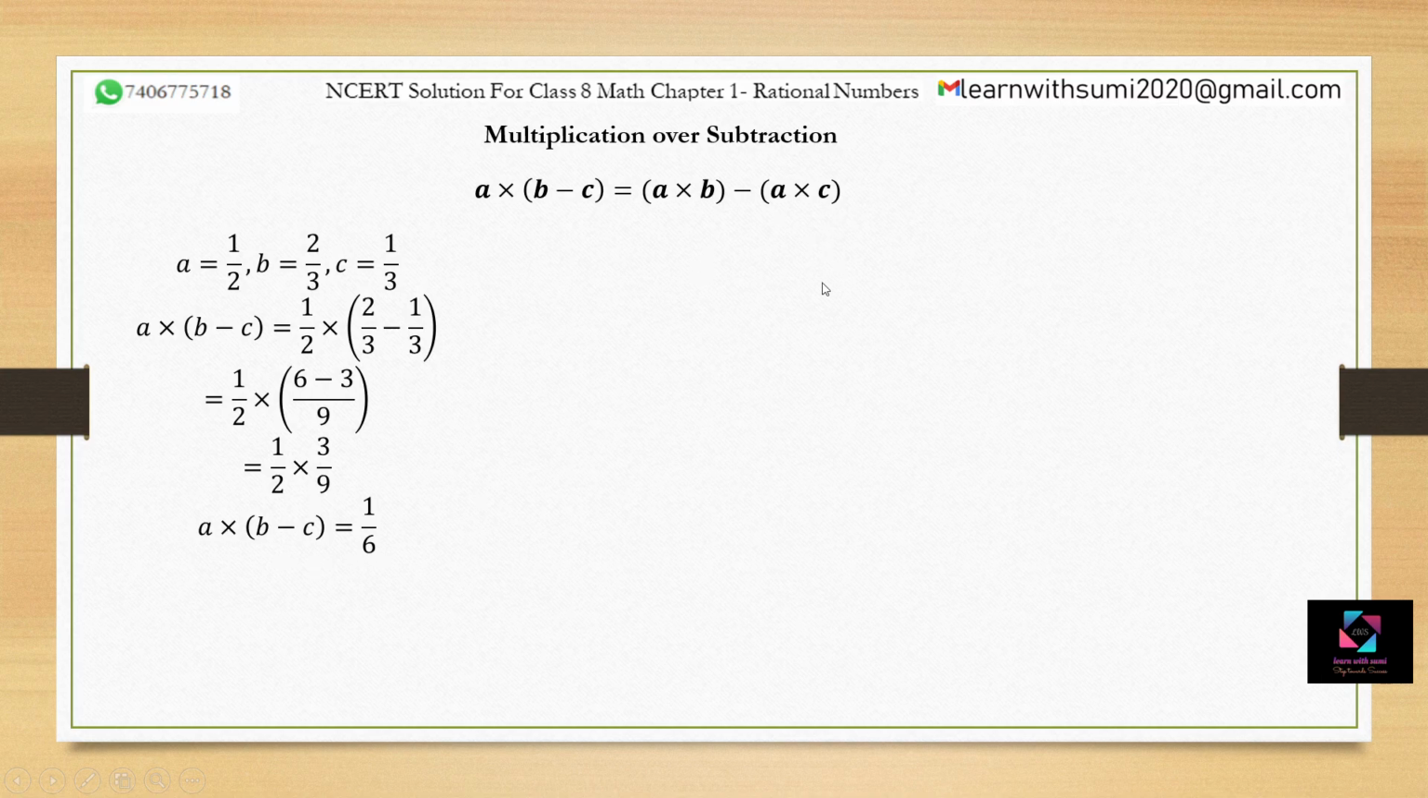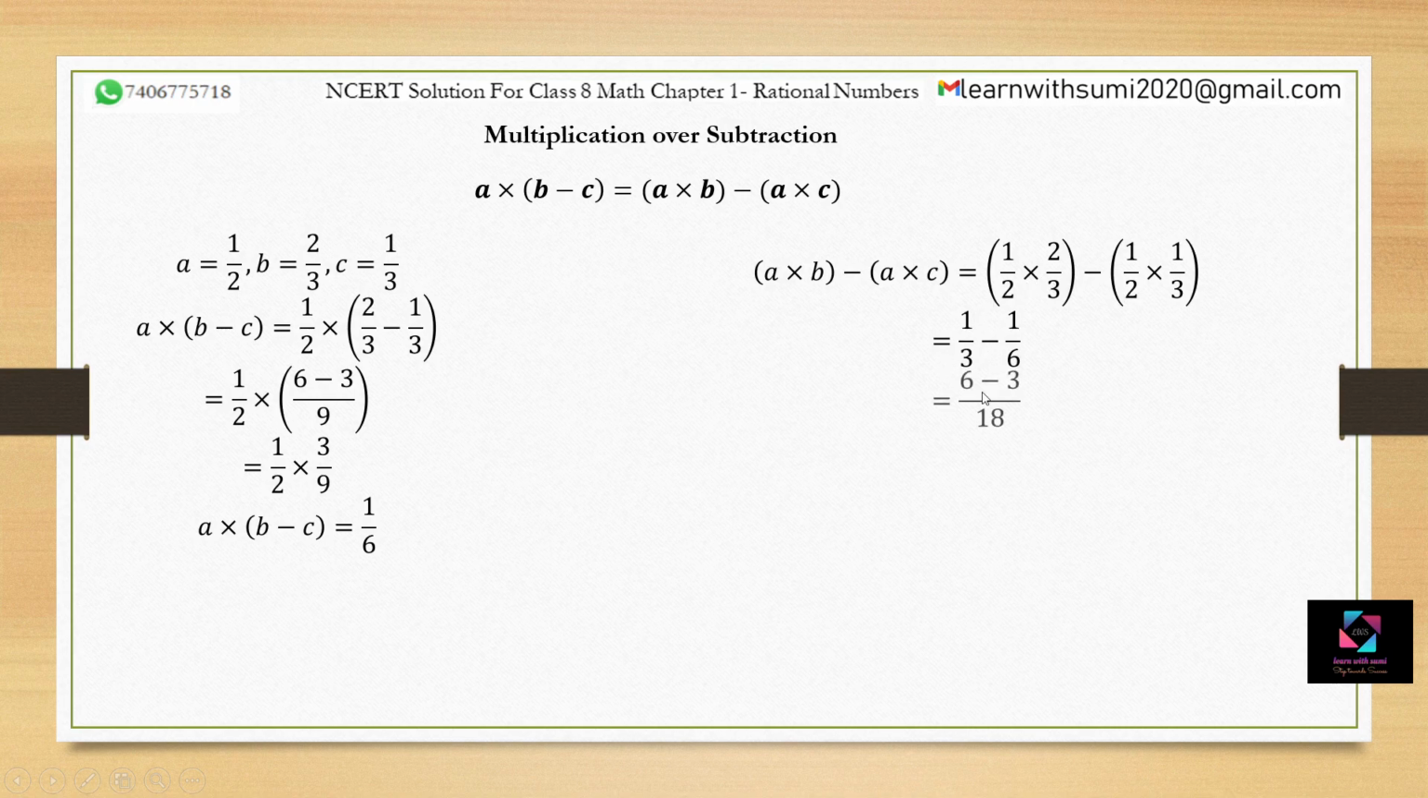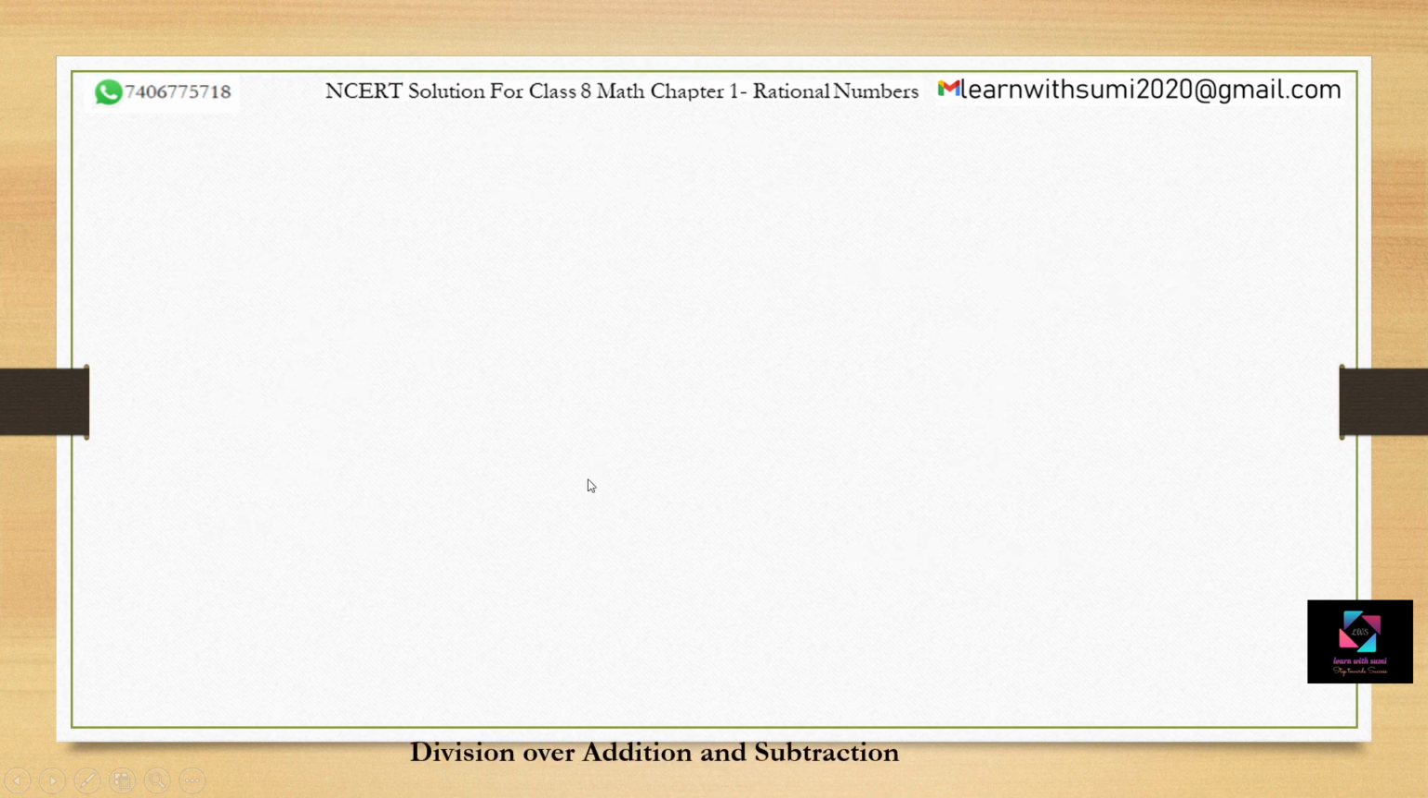We will check for RHS now. Just multiply 1 by 2 into 2 by 3 minus 1 by 2 into 1 by 3. If we do that, just cancel out this 2. 1 divided by 3 minus 1 divided by 6. That is 6 minus 3 divided by 6 threes are 18. That is also equal to 3 by 18. When you cancel this out, you get 1 divided by 6. You can check again that LHS is equal to RHS, hence it satisfies the condition. Multiplication over subtraction is good for distributive property.